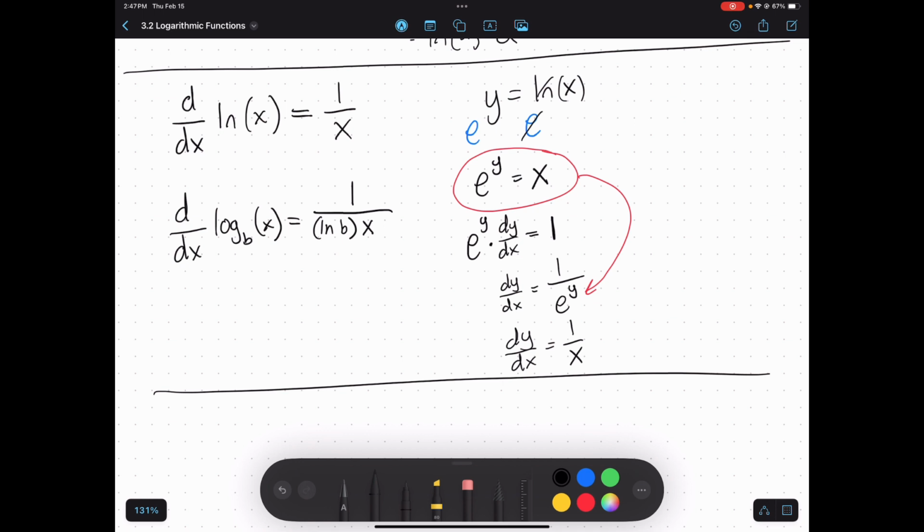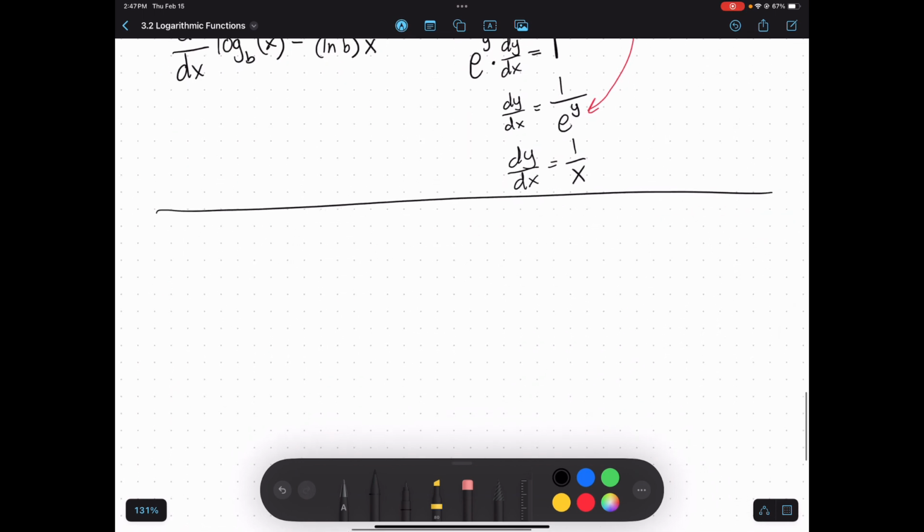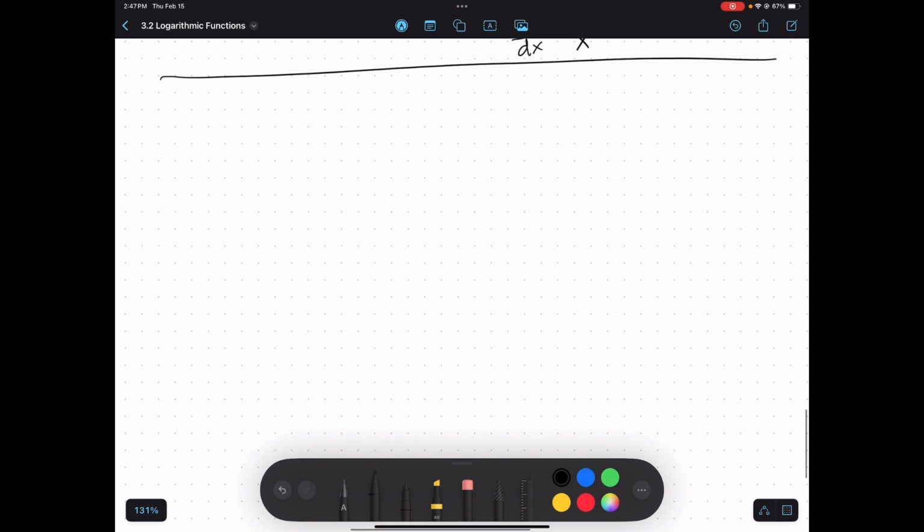Let's try an example. Let's look at f of x equals natural log of x to the 9th over 9. Well, what is this derivative going to require? I have a function inside of a natural log function, so this is going to require chain rule.